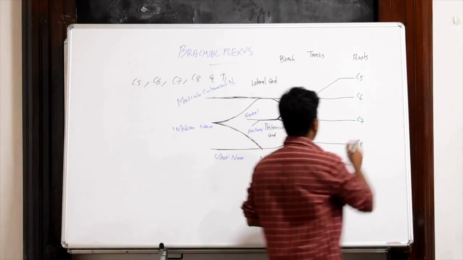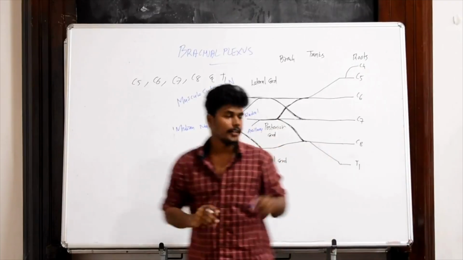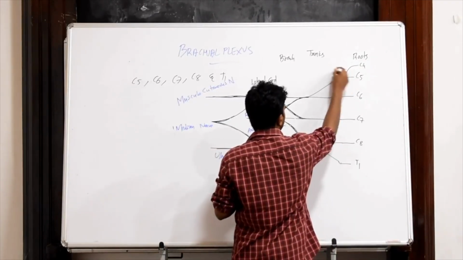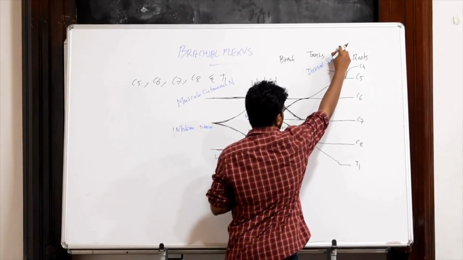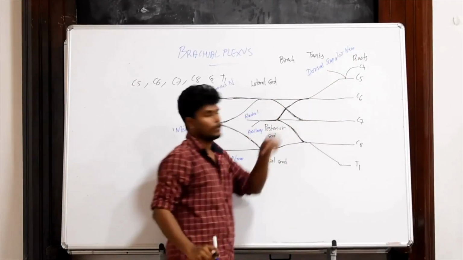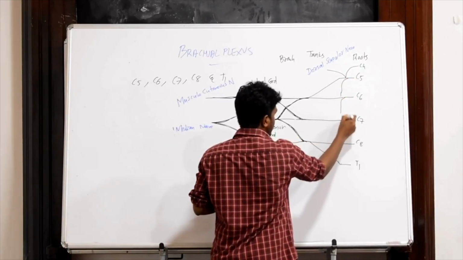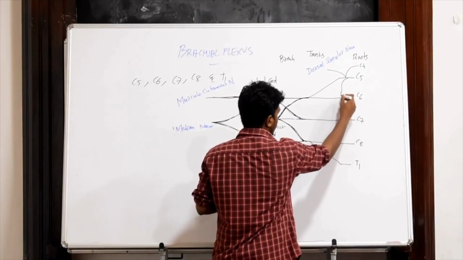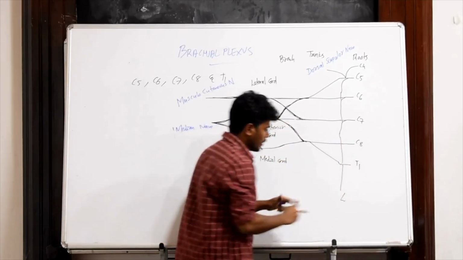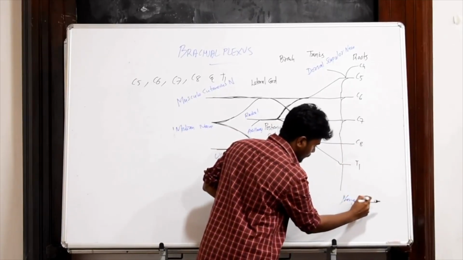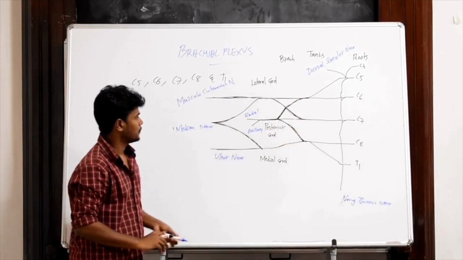The C4 segment also supplies a small tip to the C5 root, and from the C5 root arises another nerve which is called the dorsal scapular nerve. Now, the C5, C6 and C7 nerves unite and form a long nerve which runs downwards. From the picture itself we can say it is a long nerve, it is the long thoracic nerve. Long thoracic nerve, dorsal scapular nerve.